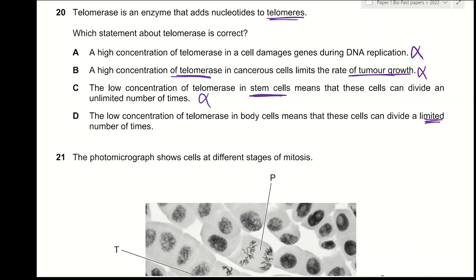D, the low concentration of telomerase in body cells means that these cells can divide a limited number of times. This is correct, because with a lower concentration of telomerase in the body, this means that they can divide only a small or limited number of times. Therefore, this is correct, and the answer is going to be D.